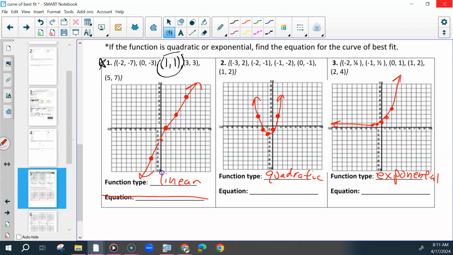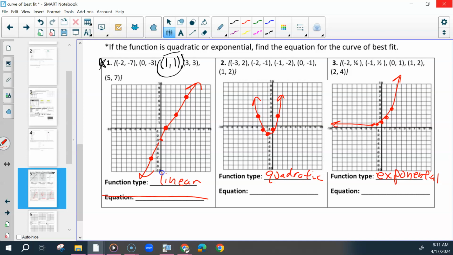Exponentials most of the time will have fractions, and that should tell you, but quadratics could also have fractions. So I would look and see, are your x values going up, and are your y values keep going up or keep going down, or do they come back up and go back down? That would show you the difference. So if it goes up and down or down and up, quadratic, but if it just goes up or down in one direction, exponential.